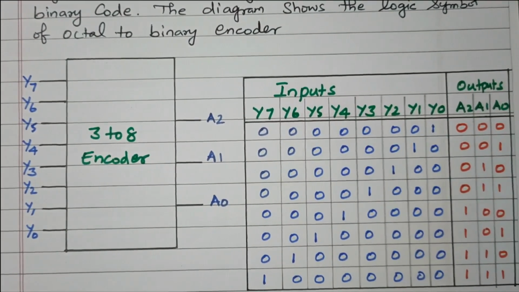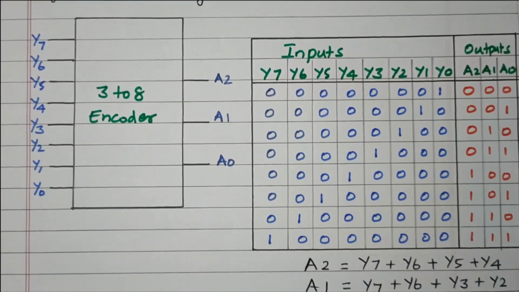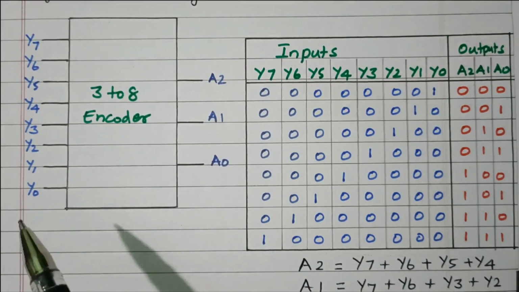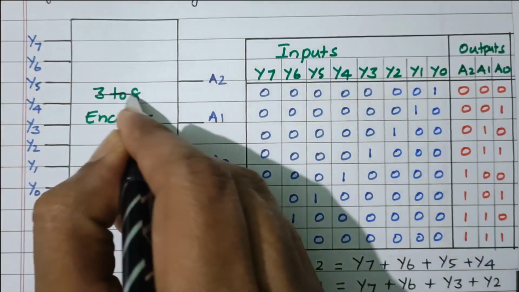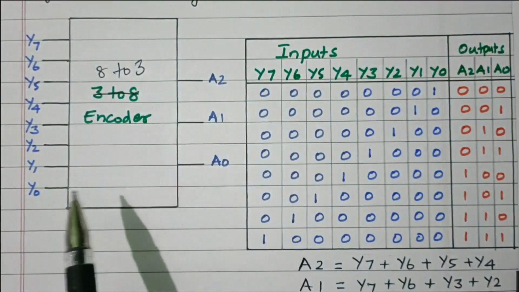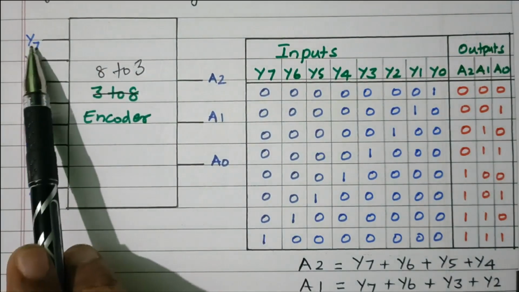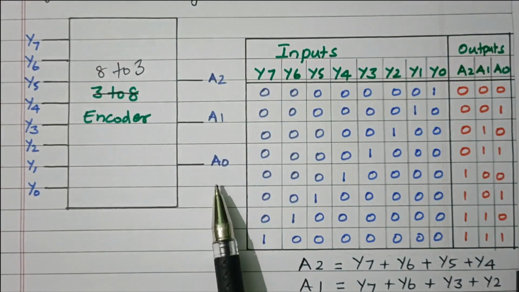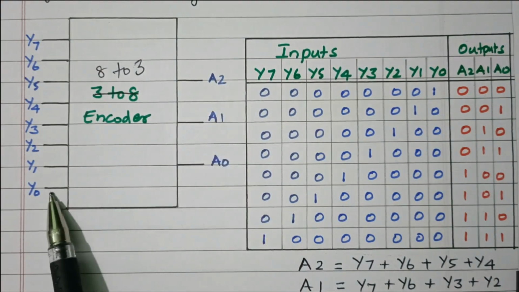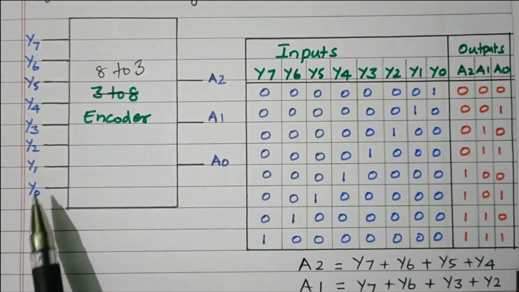Now we'll refer to the block diagram first. So this is the 8 to 3. This is not 3 to 8, it is an 8 to 3 encoder. The 8 different inputs are available starting from y0 to y7 and 3 outputs A0, A1, A2, right? Now we'll see how we are getting these 3 different outputs from the 8 different inputs.